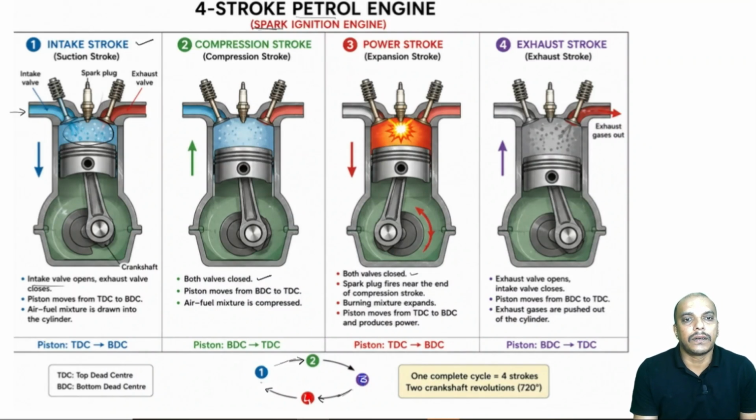And in the last stroke, that is the exhaust stroke, we are at bottom dead center now, and the moment we execute this power stroke, the exhaust valve is open now, and during that exhaust stroke, the piston moves from bottom dead center to the top dead center, pushing the combustion products or gases outside the cylinder. So, this is how a typical 4-stroke petrol engine operates.